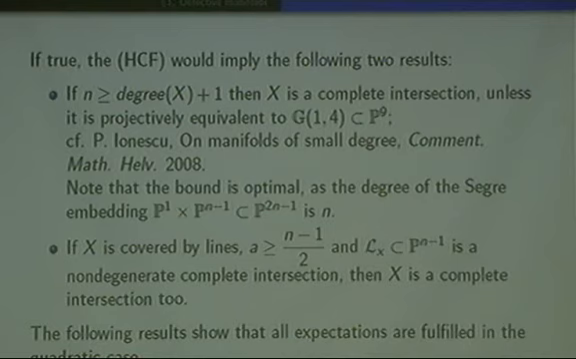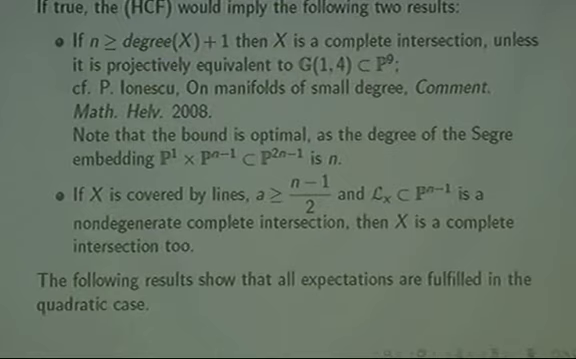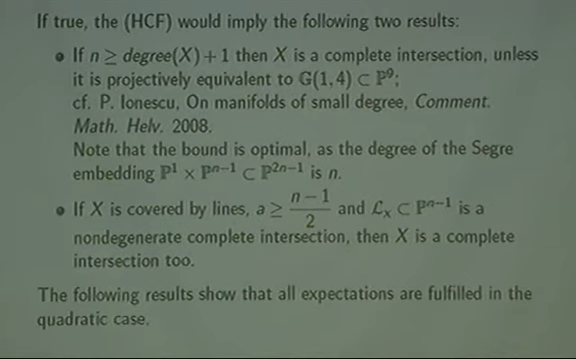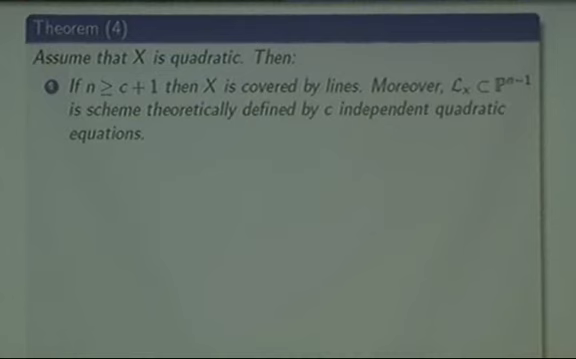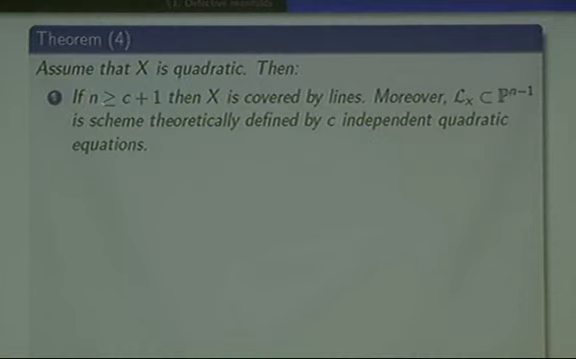the good news, and probably the main result of the talk, is the fact that all expectations are fulfilled in the quadratic case. So when the variety is an intersection of quadrics, all that we have dreamed of happens. First, assume from now on that this is quadratic. Now first, if n is at least codimension plus 1, then X is covered by lines, so we can use them. Moreover, the variety of lines is scheme theoretically defined by c codimension independent quadratic equations. This is the first point.